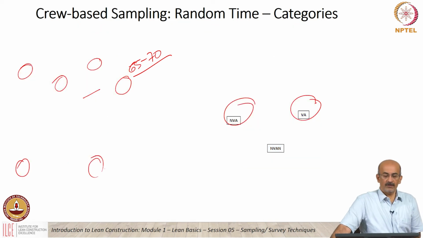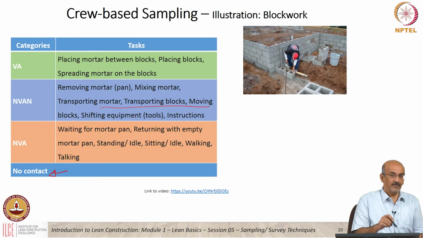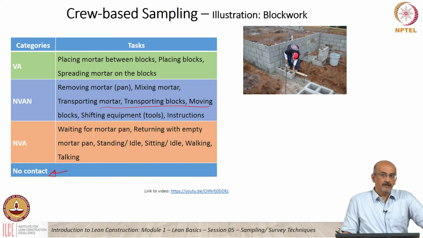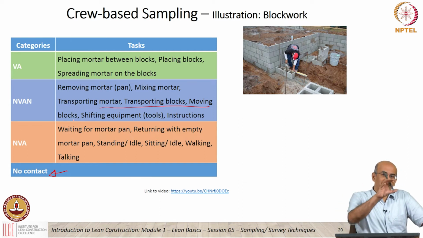No, let me put it, let us go back. So for example, if he is removing mortar or transporting, moving, shifting tools or something, here is what the mason is doing, which is non-value added but necessary, correct? Yes sir. So why would you combine it? Because he is not contributing directly, but it is contributing in some part now. No, that is why we are calling it non-value added but necessary. We are having a separate category for it.